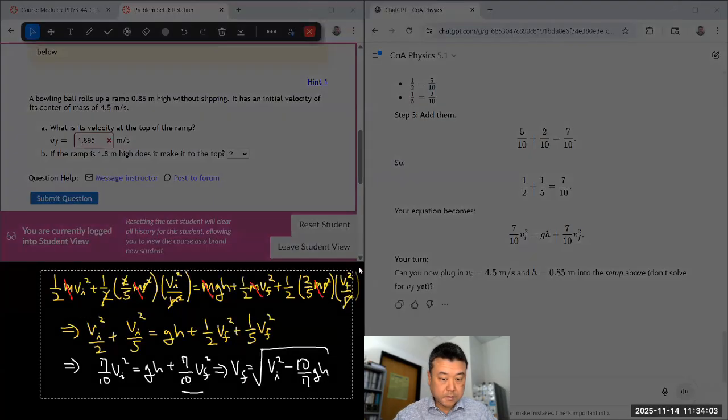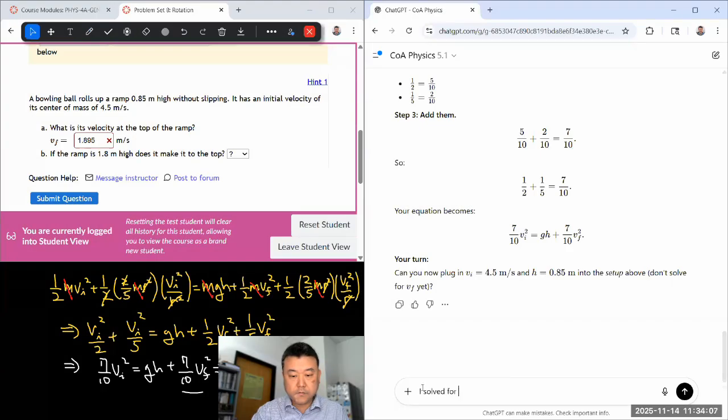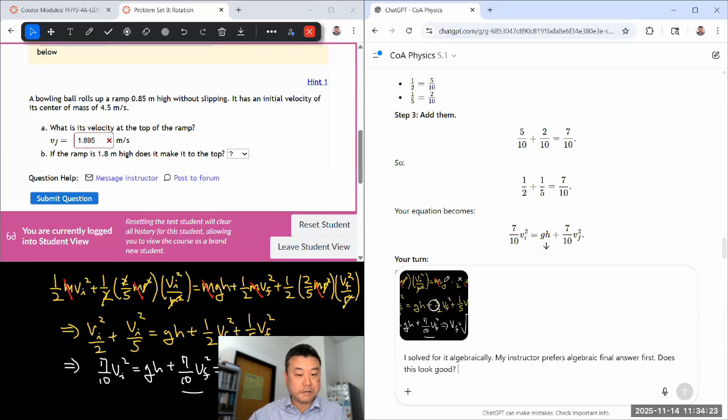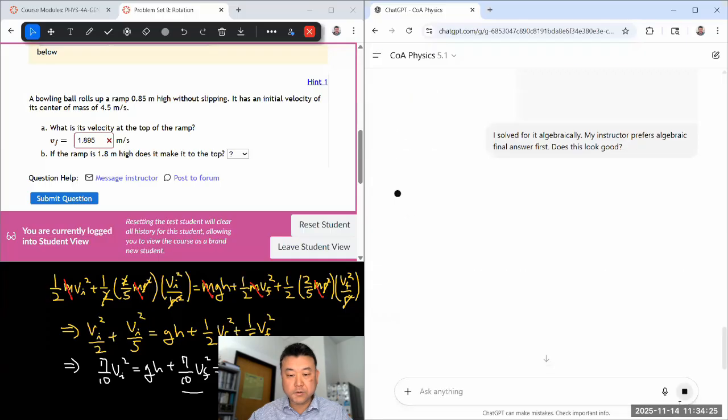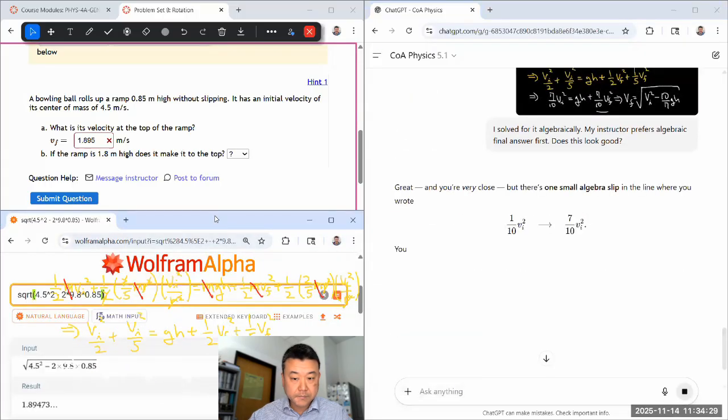So I solved for it algebraically. My instructor prefers the algebraic final answer first. Does this look good? You can also plug in numbers and check once you reach this point. But as it's answering, let me plug in the numbers and check.